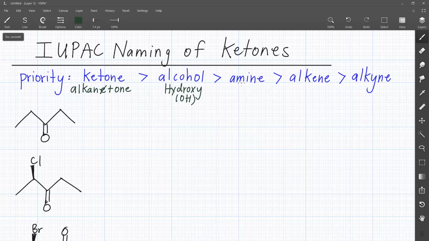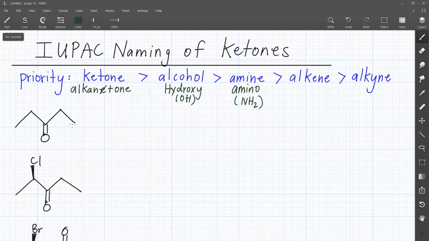Your amine group, NH2, will now be amino. And your alkene double bond and your alkyne triple bond follow in that priority.